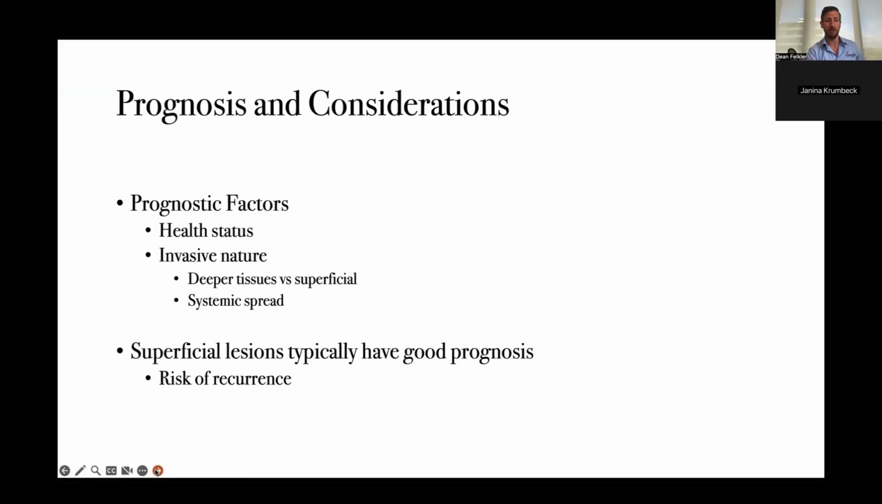So again, prognosis and considerations. Always health status needs to come into effect, but also how invasive the nature of the disease is. Is it just superficial tissue, like on the back of a bearded dragon, or is it infecting deeper tissues? Is it full thickness? Is it invading liver, lung tissue, that sort of thing? And is there systemic spread? Obviously, deeper tissues and systemic spread, much worse prognosis. But if it's superficial, chances are it's got a good prognosis. But I always warn owners there's always a risk of recurrence.